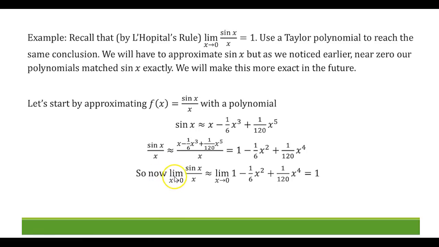So now, if we want to evaluate the limit as x approaches 0 of sine x over x, we can approximate the limit as x approaches 0 of the polynomial representation. So 1 minus 1 over 6 x squared plus 1 over 120 x to the fourth. Evaluating this limit is nice because substituting in 0 for x means that we only have the constant term 1 remaining. So this was an example of an application for Taylor polynomials to evaluate limits.